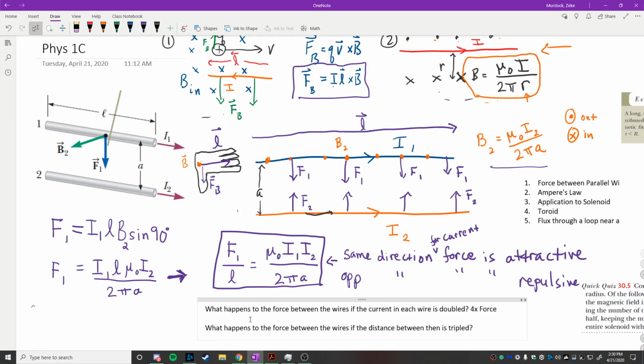What happens to the force between the wires if the distance between the two of them is multiplied by 3? So if this distance is tripled, what happens to the force between the wires? So this becomes 1/3. Anyway, that's the force between two current carrying wires.